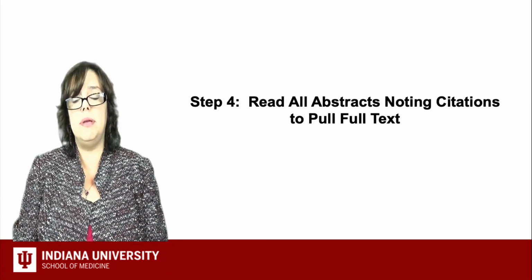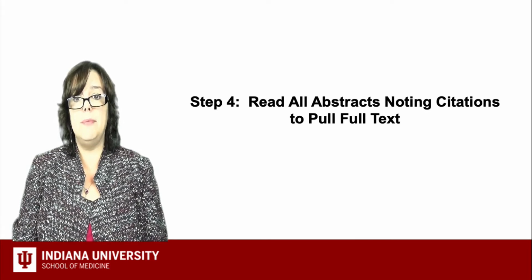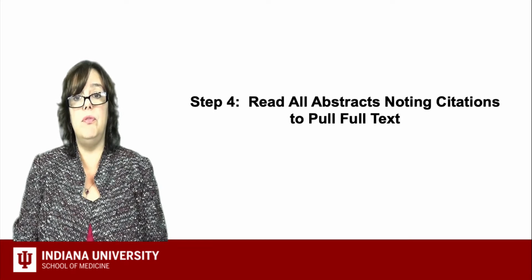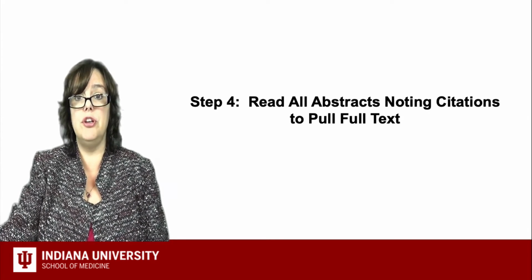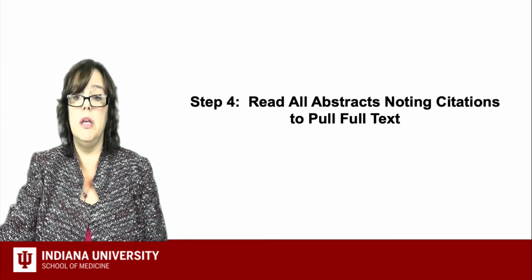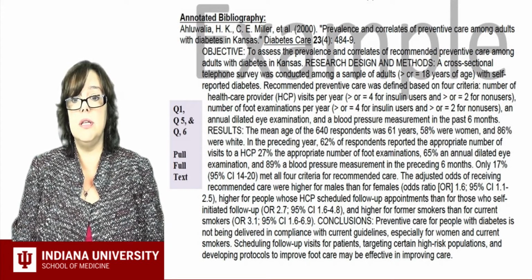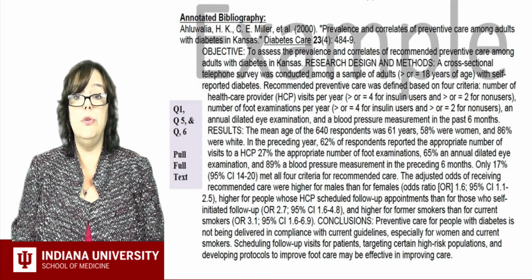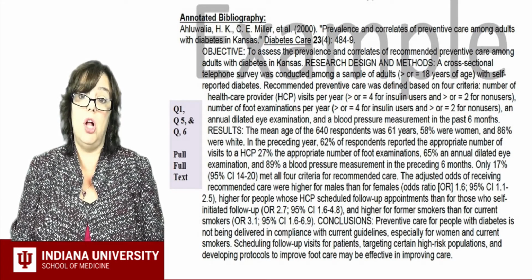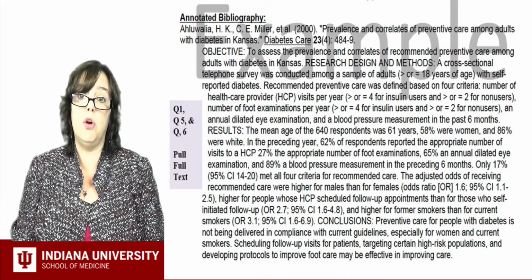So the fourth step is to read all of your abstracts and to note which abstracts you would want to pull full text, and if there's a question that you think the abstract might answer, then write that in the margin as well. So here's an example of this. In my Word document, I might write Q1, Q5, Q6, and then pull full text. So that's just a reminder to me when I pull this article's full text that I might want to focus on whether the full article answers those specific questions.